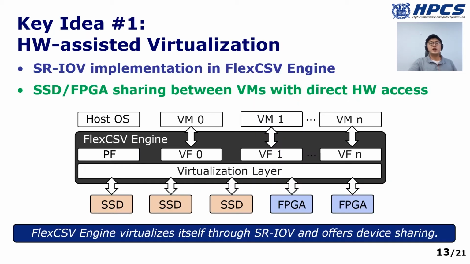First of all, to reduce the software overhead in computational storage virtualization, the FlexCSV engine offers hardware-assisted virtualization under a standard PCIe SR-IOV layer. By incorporating SR-IOV, the FlexCSV engine can virtualize itself at the hardware level, and its virtual instances can be assigned exclusively to the virtual machines for direct access.